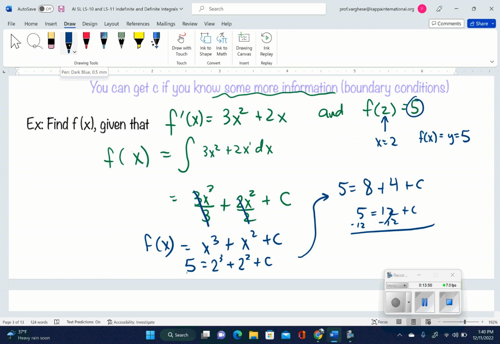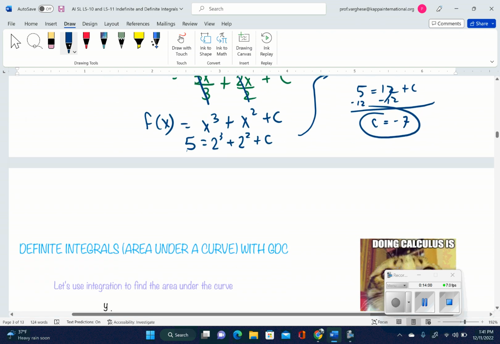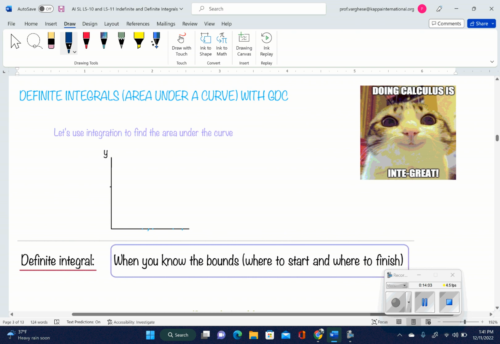And I know that c is equal to -7. Okay, so I found out what c is. Perfect. So you can only find c when given some more information. Okay, we're going to go ahead and just refresh our memory of definite integrals.